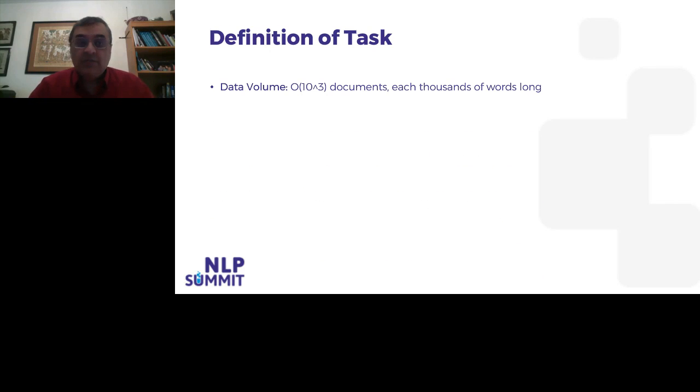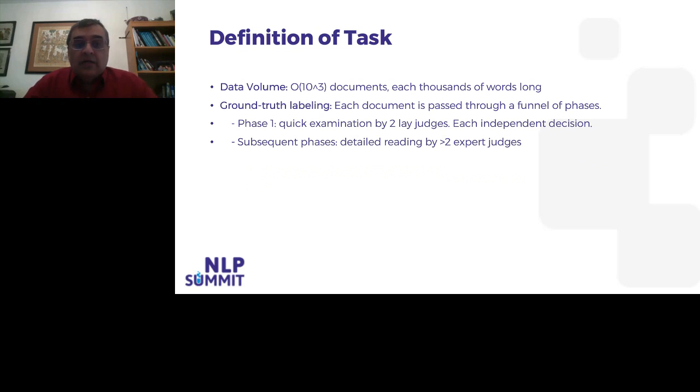So now let's move on to the definition of the task for this project. The first thing that we noticed for this leadership detection project was the size of the data was quite small. It's on the order of a few thousand documents, each a few thousand words long. The second thing was, as you know, in machine learning, there needs to be a ground truth label assigned to a document. So what we noticed is that before the machine learning project started, this client was doing this manually.